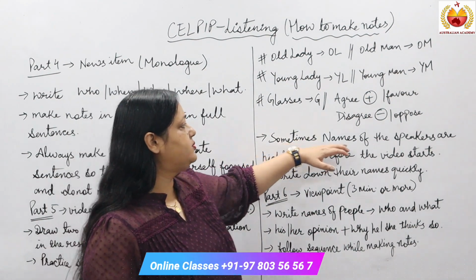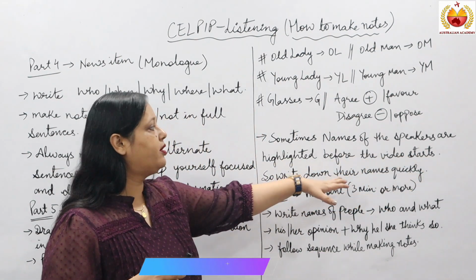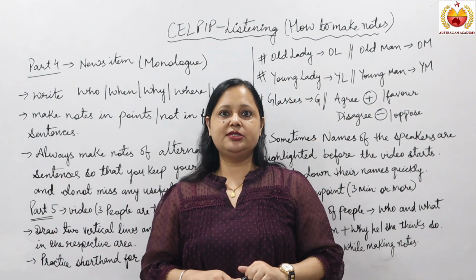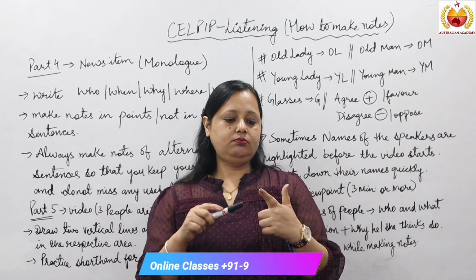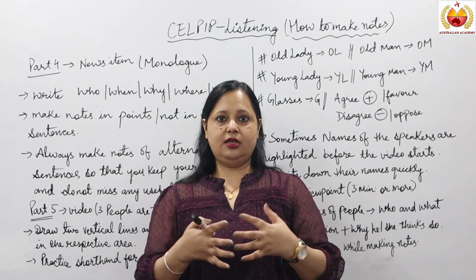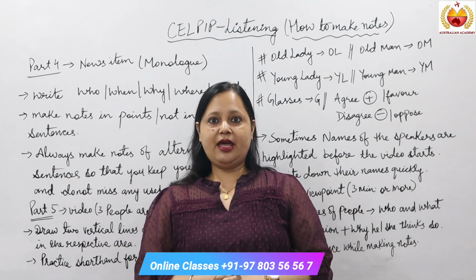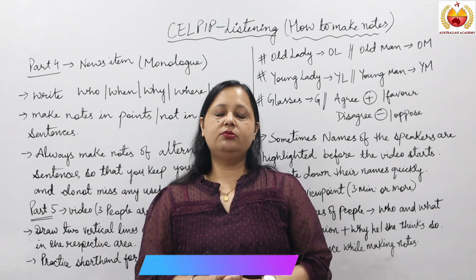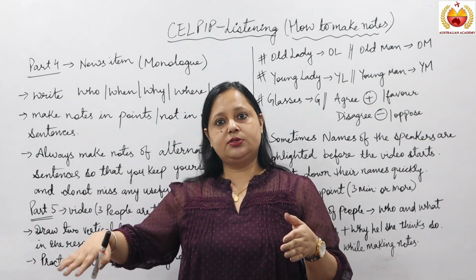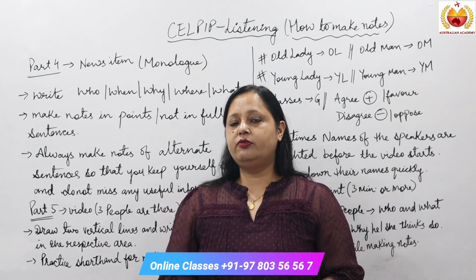So the same thing, sometimes the names of the speakers are highlighted before the video starts, so write down their names quickly. These things are specifically important for part 5, because the biggest challenge students face is that they remember the information but mix up who has spoken what. At that time it becomes extremely important for you to make 3 columns and write in their respective columns. Writing in their respective columns will make it pretty easy for you to understand what was spoken.